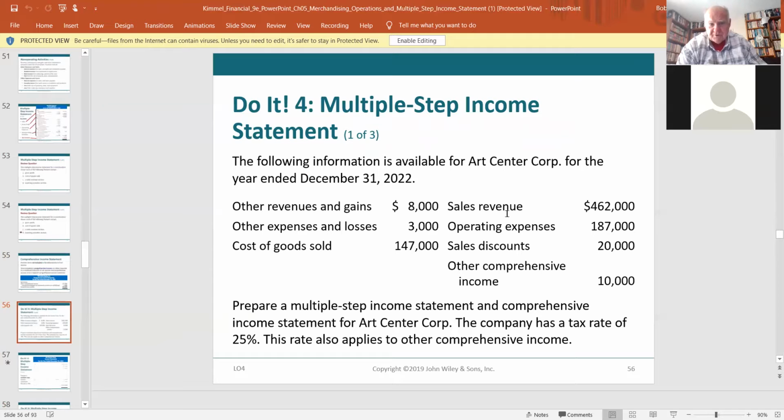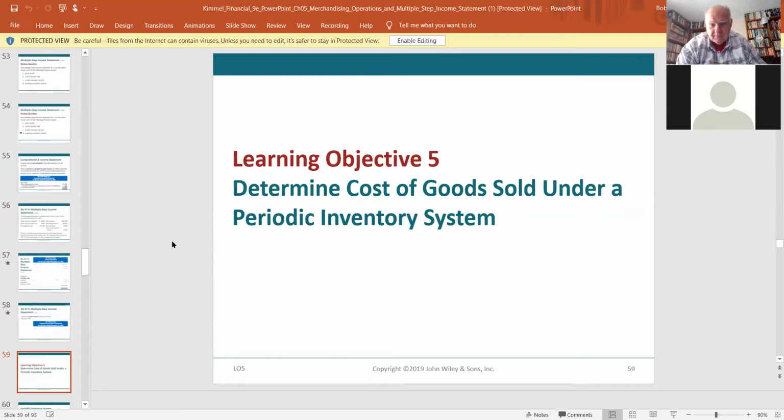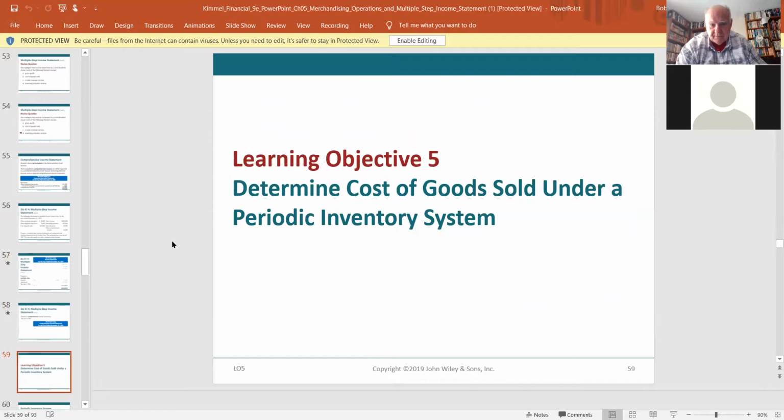Sales revenue is 462. I see sales discounts, so that's going to have to be subtracted from the 462. I see cost of goods sold, which has to be subtracted from the net sales. And then we have operating expenses and other. So let's take a peek. Well, they want us to put it together. Okay. We'll skip that for just a moment.